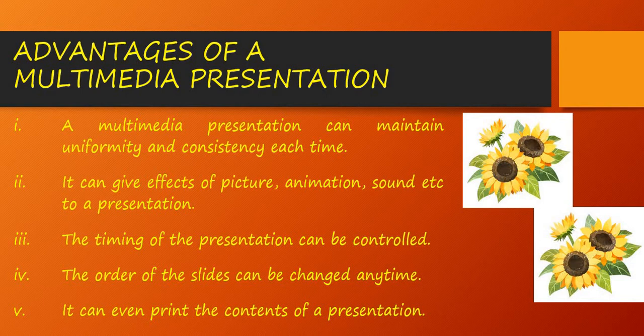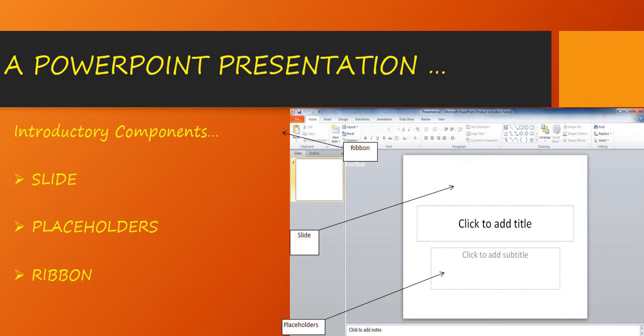The order of the slides or the presentation can be made slightly different in case the presenter wants to. And it can also print the contents of a presentation if required. Now, in a PowerPoint presentation, what are the introductory components? They are slide, placeholders, and ribbon.